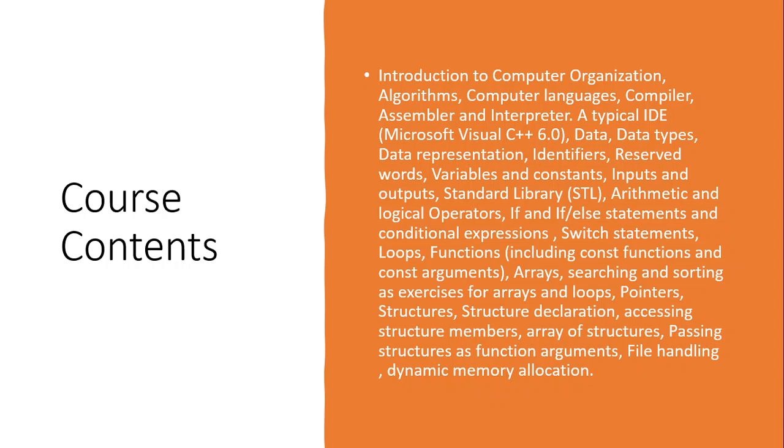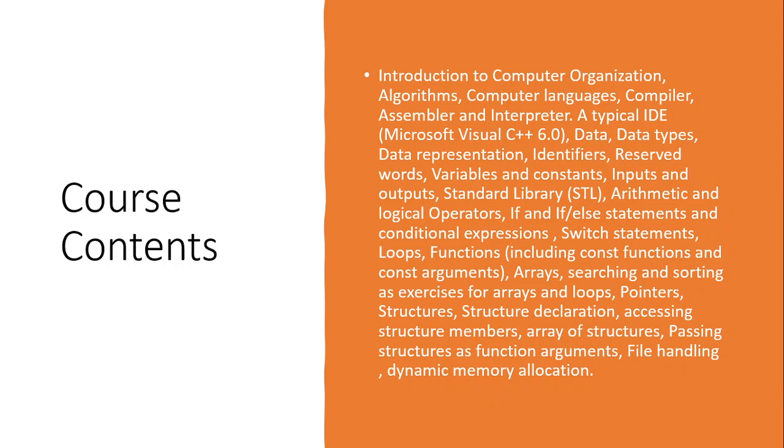Identifiers, reserved words or keywords, variables, and constants. We have talked about many of these things before, and we'll do it again and again in this particular course. Inputs and outputs, like how do you get input from the user and how do you output to the user. Arithmetic and logical operators. They talk about the standard template library. We may not use the standard template library in this course. That would be a little too advanced for you, but we will use the standard input output library, and the other parts of the standard library. We'll use that.